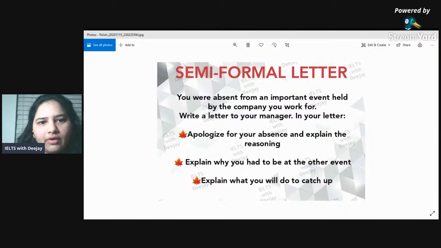Here you are writing to your manager, and the purpose is that you were absent from some meeting, and then you have to explain the reason why you were absent. Then you have to tell why you had to be at the other event, why you were not at that event, and why you had to go to the other event. And then the third bullet point is going to be what you will do to catch up, how you will catch up with the work that has been done that day, and then the signing off. Simple. This is how you're going to write the semi-formal letter.